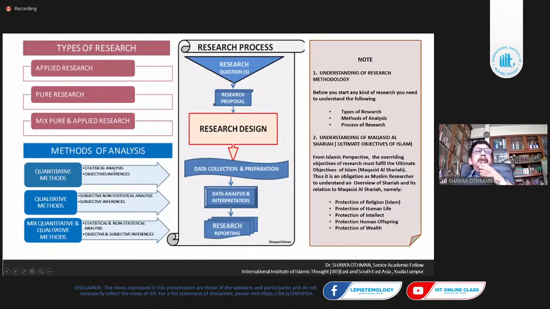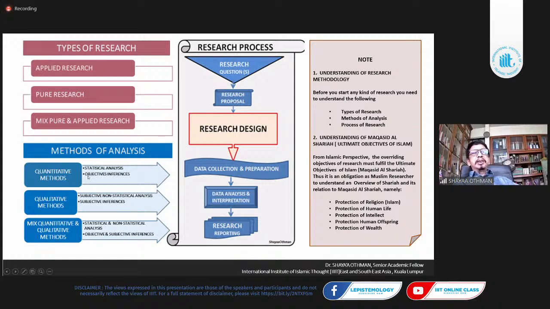Earlier in the morning, we discussed an overview of research. As a student or researcher, we should know the type of research we're doing, whether it's applied research, pure research, or a mixture of pure and applied research. There are 3 types of research that you're going to undergo, whether you're a PhD student or a researcher in industry or in government. These are the basic 3 types of research.